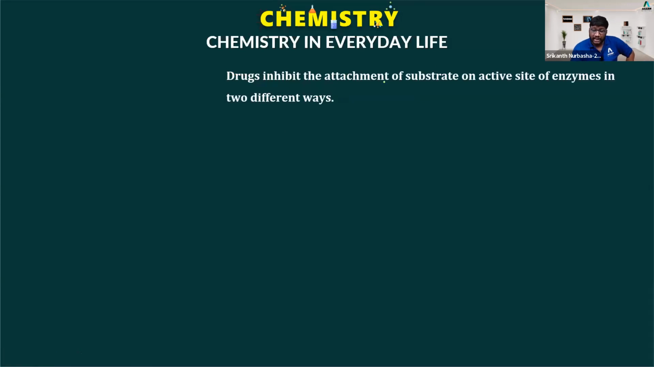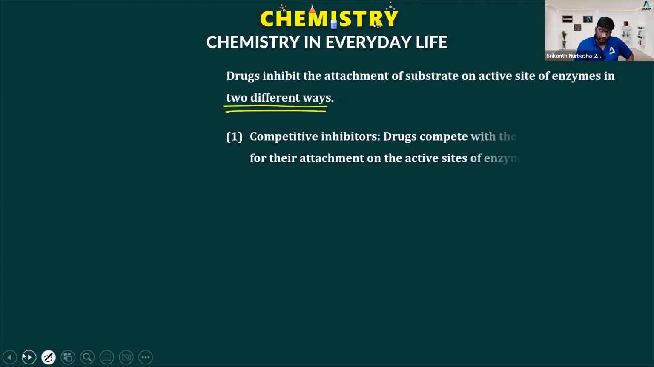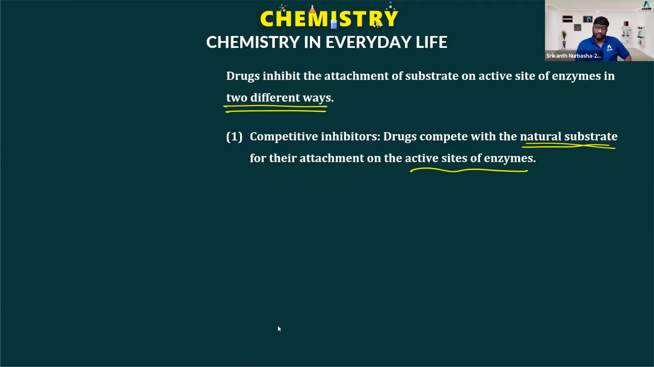Drugs inhibit the attachment of substrate on active site in the enzyme in two different ways. What is the first way? Competitive inhibitor. Drugs compete with the natural substrate for their attachment on the active site of enzyme. Because of that, the substrate binding to that particular enzyme will be decreased. Thereby, enzymatic activity will be decreased.